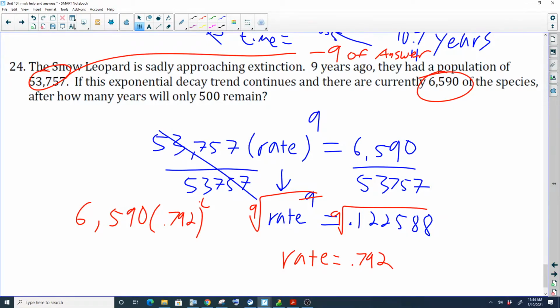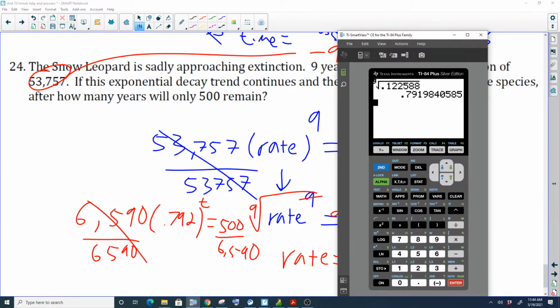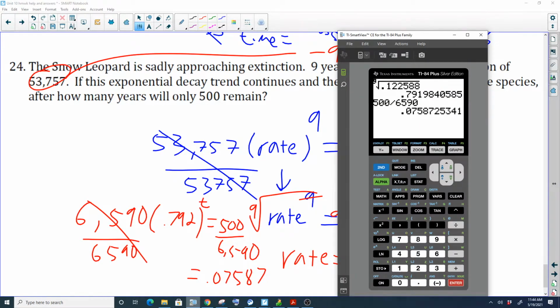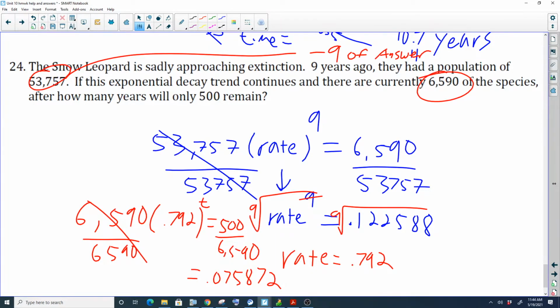And then we don't know how long, that's time until we get to 500. So then we're going to go ahead and divide by 6,590. Divide by 6,590. And so that gives us, let's use our calculator or Desmos. That gives us 500 divided by 6,590. 0.07587, something like that. Let me see. 0.075872. So go lots of decimal places initially.